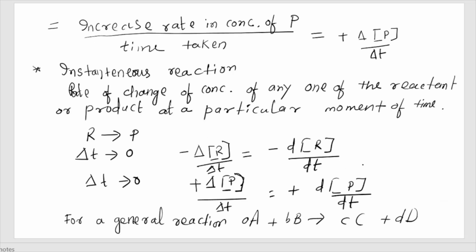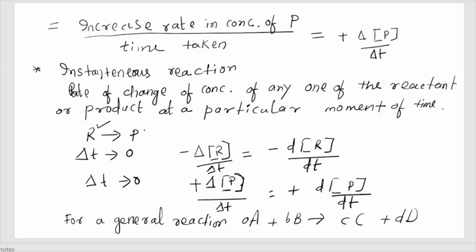After that you will see what is meant by instantaneous rate. Instantaneous means at a particular time. Suddenly you want to see what the rate is. That means the rate of change of concentration of any reactant or product. The change in concentration, as I told, is decreasing in the reactant and increasing in the product. That means at a particular moment of time we will check, then delta T tends to 0.